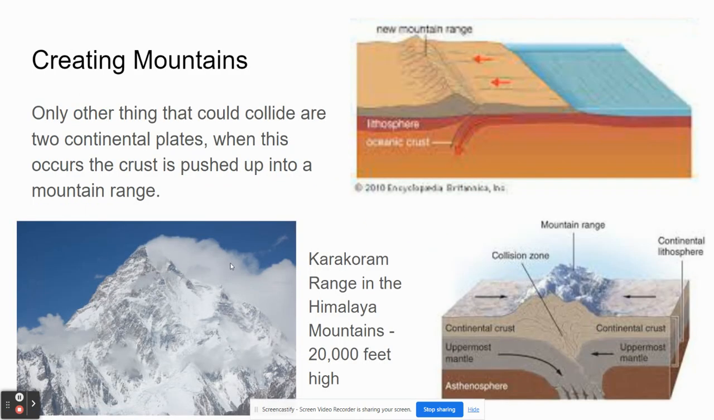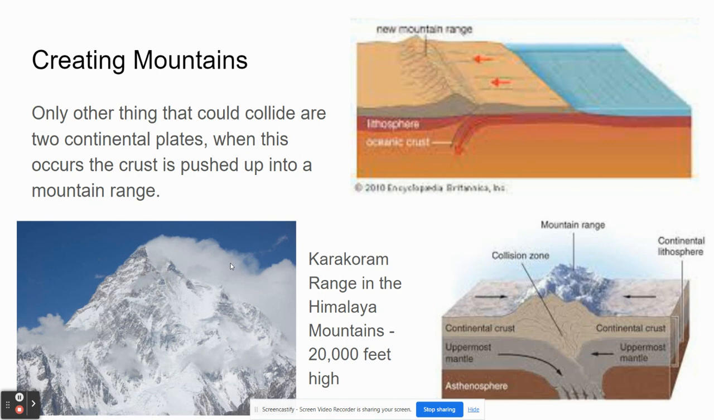The last piece is going through and looking at what happens if two continents go towards each other. So we talked about what happens if ocean goes towards ocean, ocean and continent. Well, the last one is continent, which can happen.